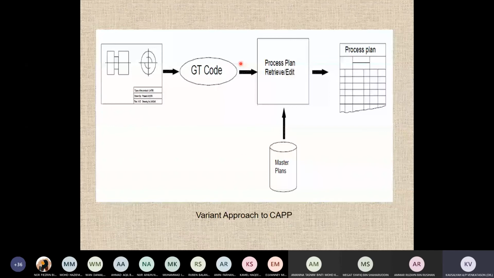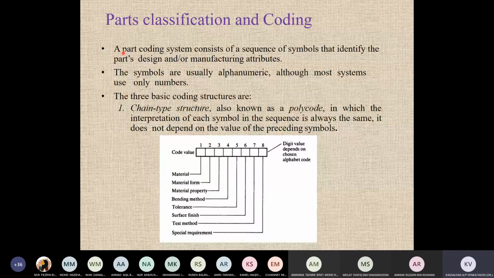So this is the aspect of group technology coding. It's a part coding system which consists of a sequence of symbols that identify the part's design or manufacturing attributes. The symbols are usually alphanumeric, all right, although most systems use only numbers, okay. So I'm only introducing the chain type structure, although there are 3 types of basic coding structures. So this is known as a polycode, in which the interpretation of each symbol in the sequence is always the same and does not depend on the value of the preceding symbol. So basically over here, this is going to be a code which will appear, okay.